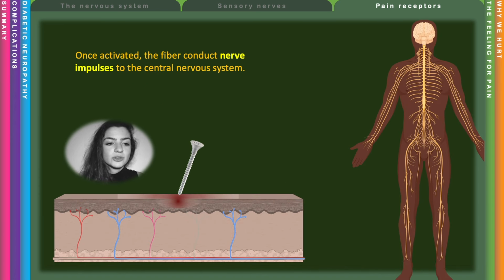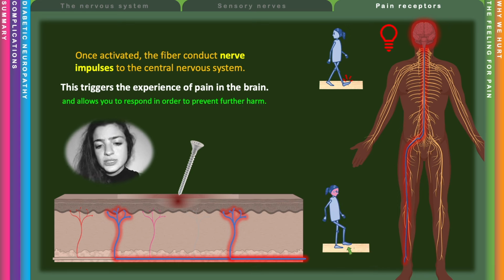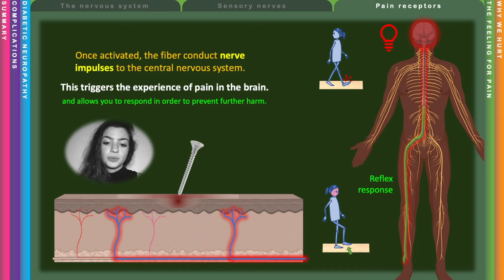So once the receptor is activated, the fiber conducts nerve impulses which travel up the nervous system and trigger the sensation of pain in the brain. And in fact, it might even trigger responses before it arrives in the brain. So reflex responses are generated in the spinal cord actually, so that's why they happen unconsciously. Before it arrives in the brain and triggers the experience of pain, you might have already retracted your foot because of this reflex response.